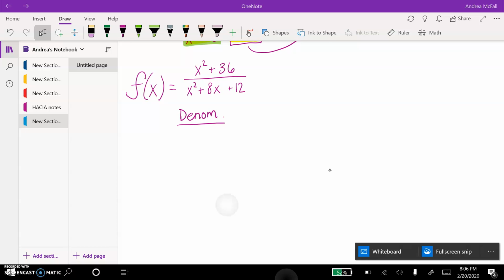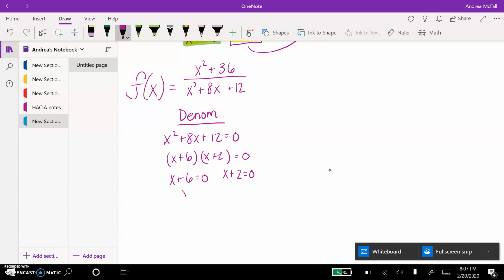For the denominator, I'm going to have x squared plus 8x plus 12 equals 0. Factoring, split up our x's. What multiplies to 12 and adds to 8, that would be 6 and 2. Same sign, both positive, equals 0. So I've got x plus 6 equals 0, and x plus 2 equals 0. That would give me x equals negative 6, x equals negative 2.